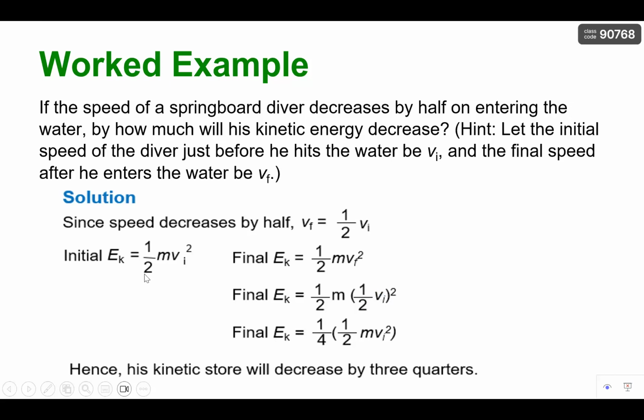So initially I have half mv squared. At the end, I have 1/4 of half mv squared. So the kinetic store would have decreased by 3/4, not by 1/4. 1/4 is the final one. So the kinetic store decreases by 3/4.